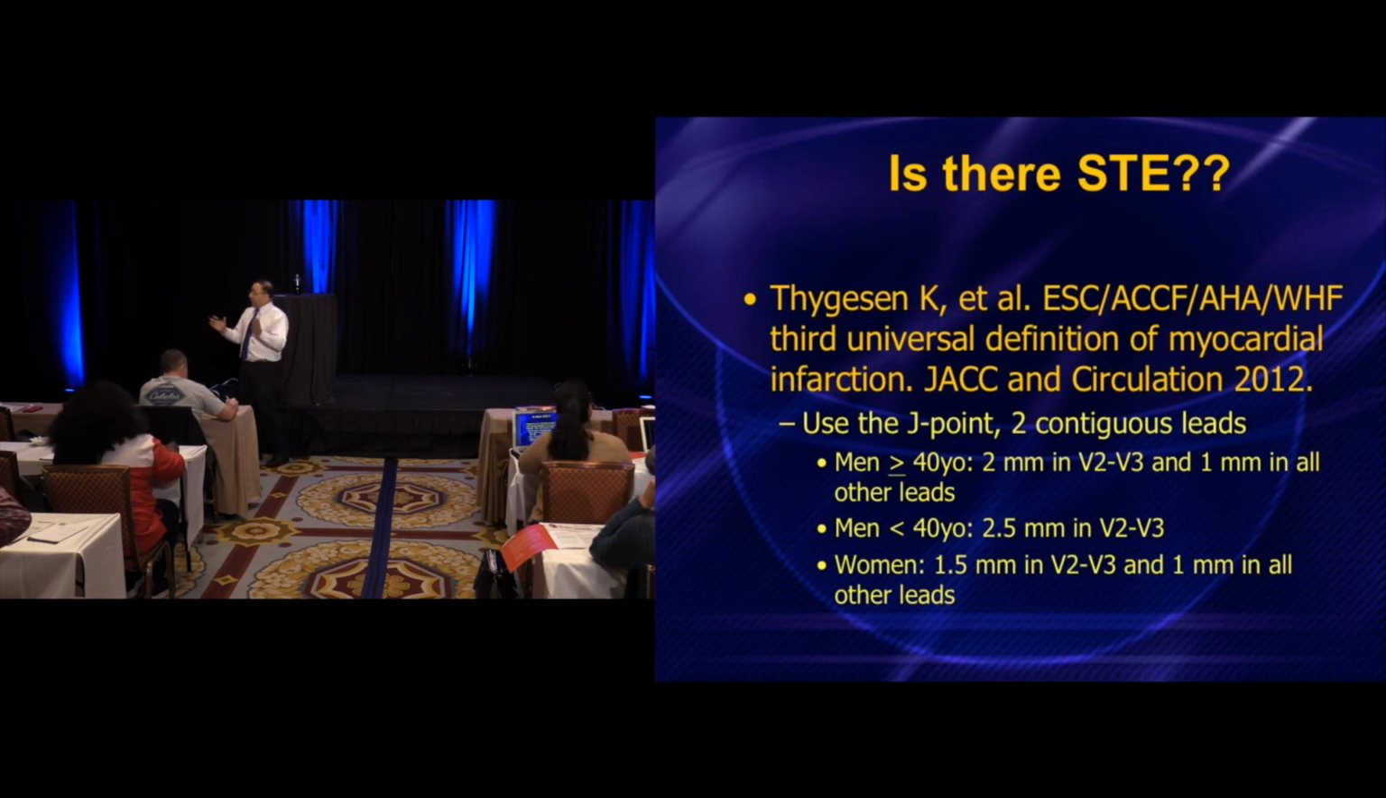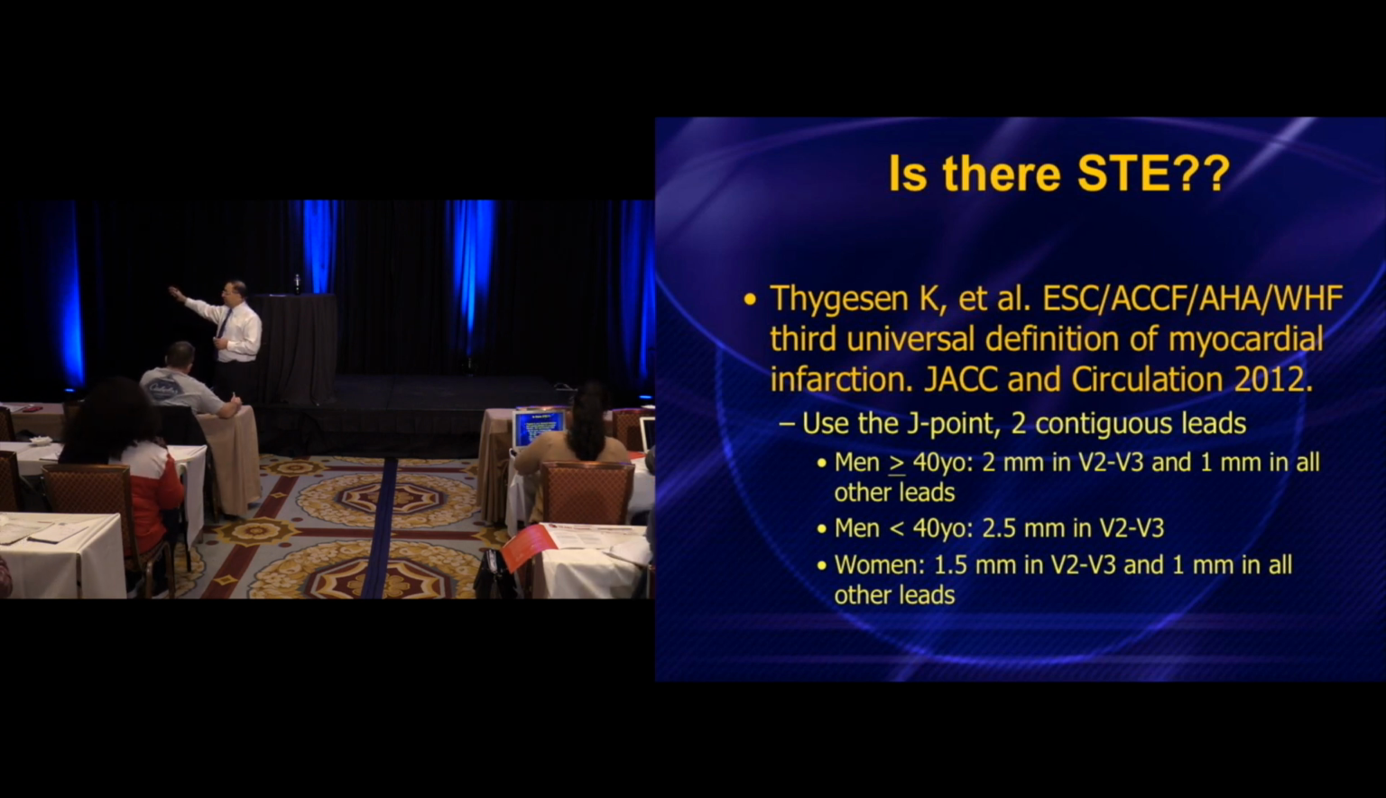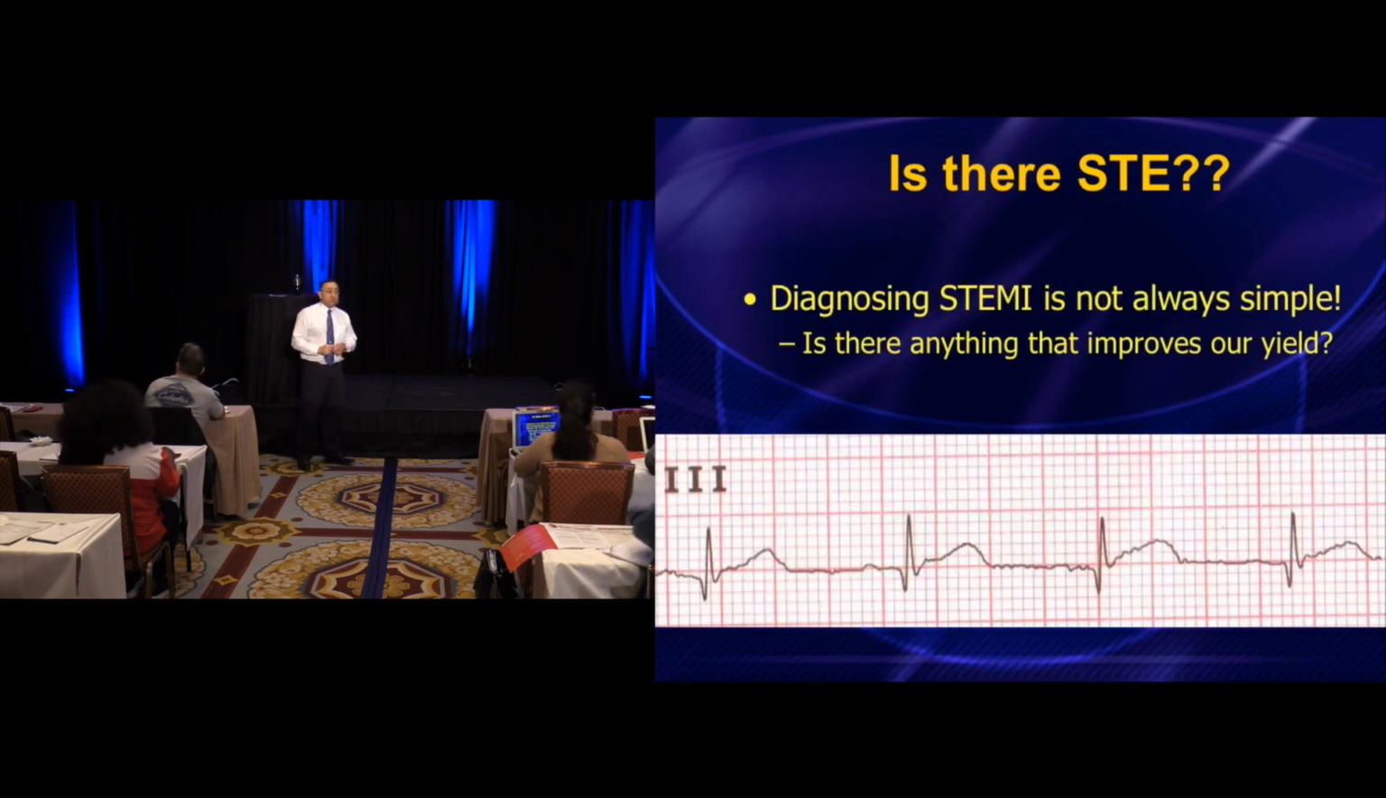Now, I'm not telling you that if you see 1 millimeter in V2 and V3, just ignore it. That's not what I'm saying. There are other things that are important to look for as well. But the reason why they make this caveat in V2 and V3 is because of things like LVH and benign early repol, where you oftentimes will have a bit more ST elevation in V2 and V3.